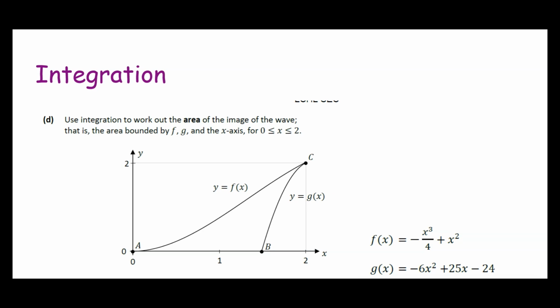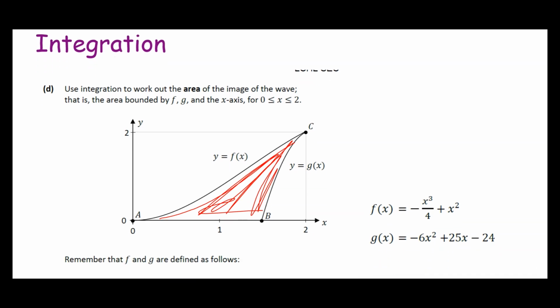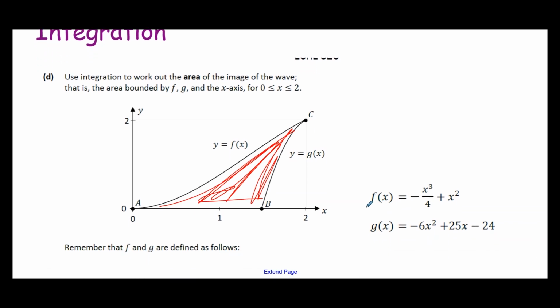So let's have a look at integration. Use integration to work out the area of the image of the wave. That is the area bound by f and g and the x-axis when x is between 0 and 2. So basically what we are looking for is this area here between the two waves. Okay, and then they are reminding us again what is function g and function f. So we know that one is quadratic, the other one is cubic function.